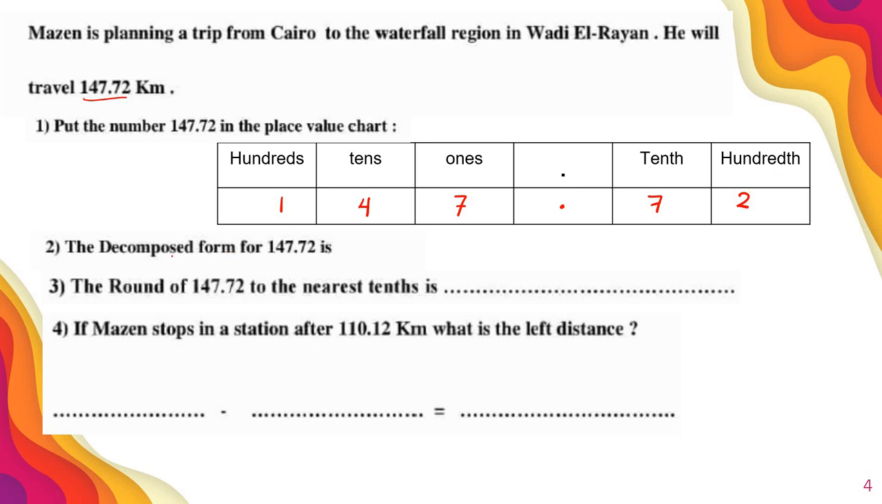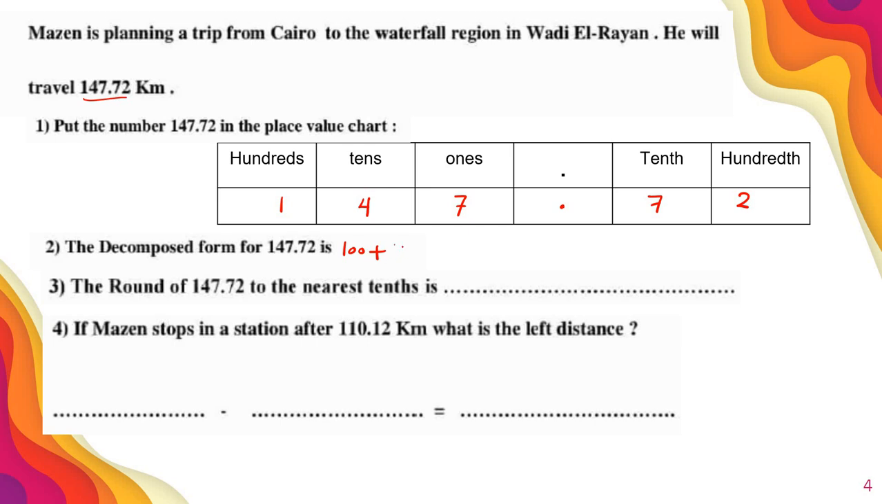Write the decomposed form for this number. How can I decompose it? Yeah, I will put the value of each digit. 1 here, the value of 100, it will be 100. Then I have to put plus. Don't put a comma, don't put subtract, don't put anything like this. I have to put plus, okay?